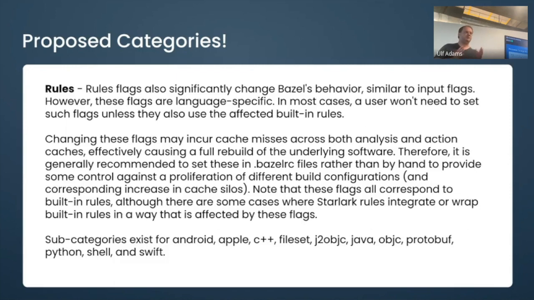So if you have caching enabled, disk caching, remote caching, whatever, these flags can cause the full rebuild of your software. Again, if flags are language specific, then maybe only that language will be rebuilt. So you have a giant C++ application with a tiny bit of Python. You change the Python flags, you're fine, probably. But if it's the other way around, you change the C++ flag, everything gets rebuilt.